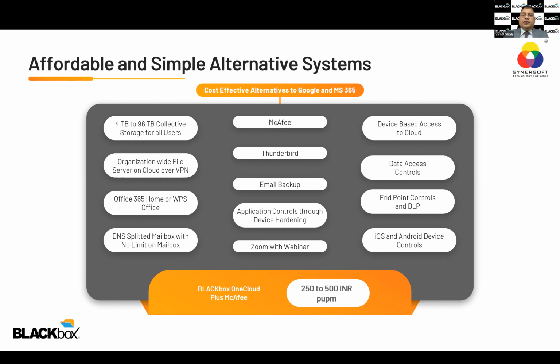BLACKbox One Cloud, which I have demonstrated, is actually a combination of all these things, and you can define that I need this, and then accordingly your charges would be between 250 rupees to 500 rupees per user per month, which is going to make extraordinary cost saving. So this is all about today's alternatives, and this is all about today's webinar.